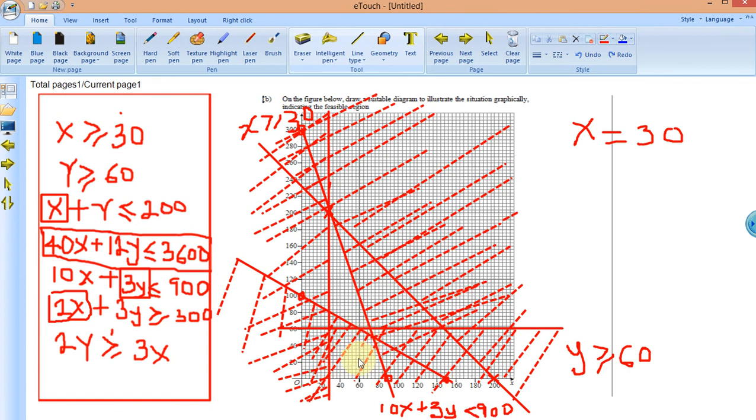Okay, I think every other thing is okay. Then I need to tag this. Don't let me tag it down here because of this one, so I don't confuse it. Let me just write it on top of this place. So let me tag this one. This one is the graph of 2x plus 3y greater or equals to 300. Okay, so finally 2y greater or equals to 3x, guys.